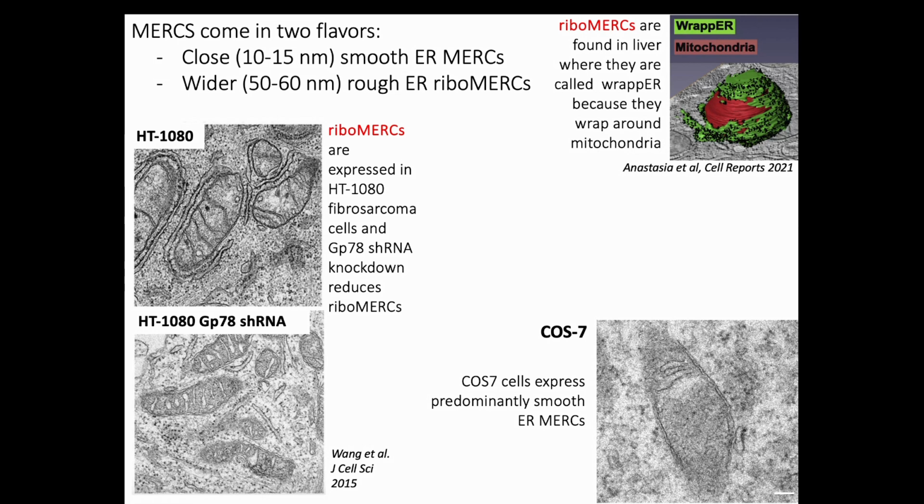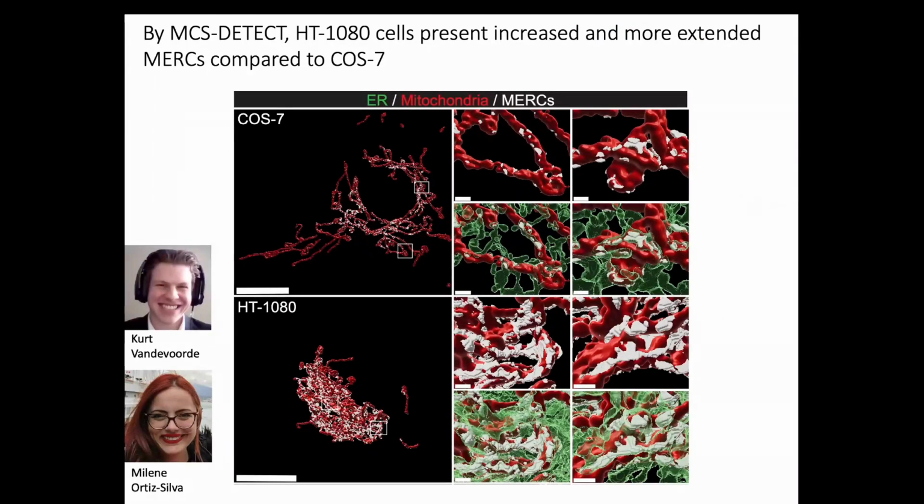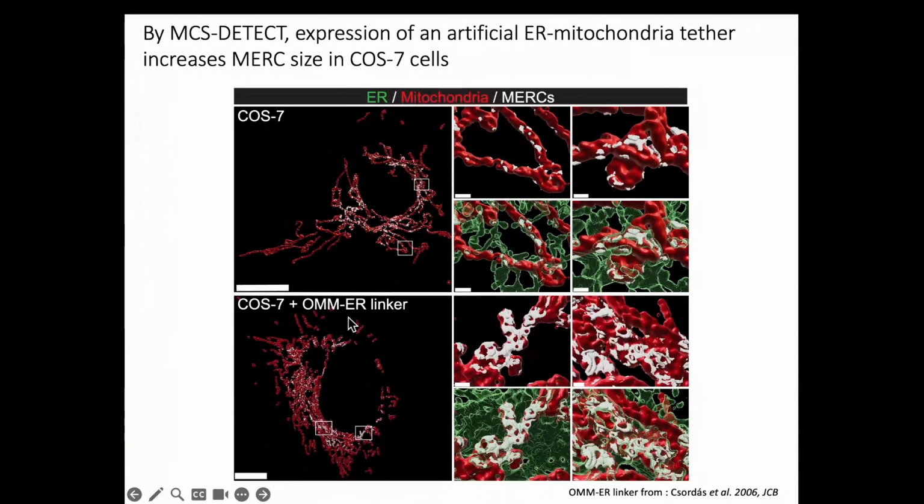When we applied MCS detect, and we did 3D STED, a deconvolution, and processed the images by MCS detect, you can see there's a large increase in the extent of contact sites in white from COS7 to HT1080. Mitochondria are in red, endoplasmic reticulum in green. We saw a similar increase in contact sites if we transfected COS7 cells with an outer mitochondrial membrane ER linker. And you can see here the increased extent of contact sites on the mitochondria compared to untransfected COS7 cells.